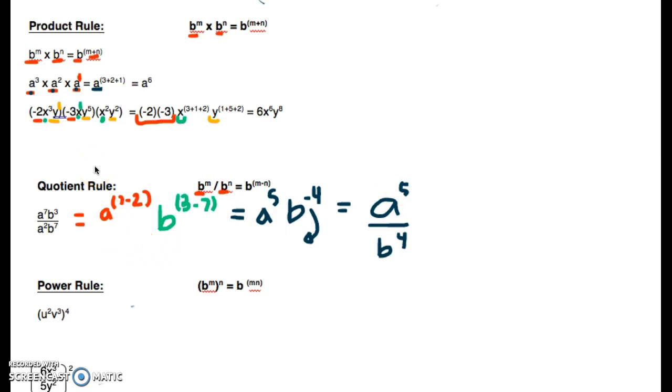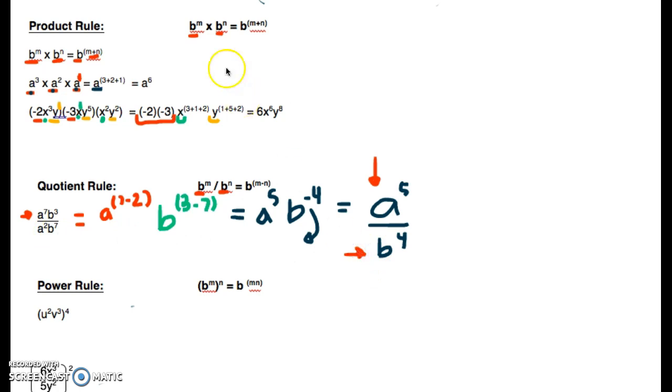One way that is easy when you're dealing with division of same bases is looking at who wins, the top or the bottom. In this case, my top wins, and he wins by 5. So I write a to the 5th in the numerator. For my base b's, it looks like the bottom wins, and he wins by 4, which is why I have b to the 4th in my denominator.